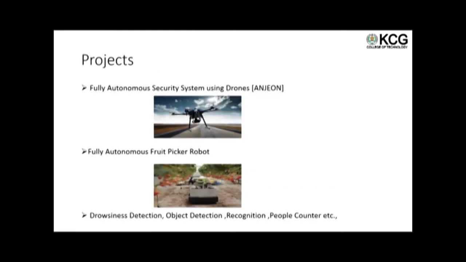The project that I want to show you first is a fully autonomous security system using drones. The project name, Anjan, which means security in the Korean language. These drones are basically a surveillance security system which is fully autonomous. Then the next topic is a fully autonomous food picker robot.